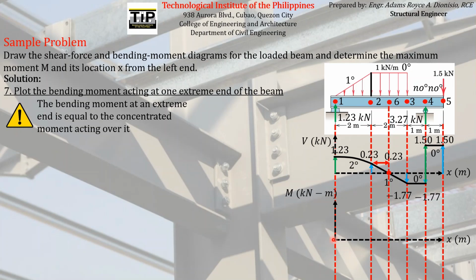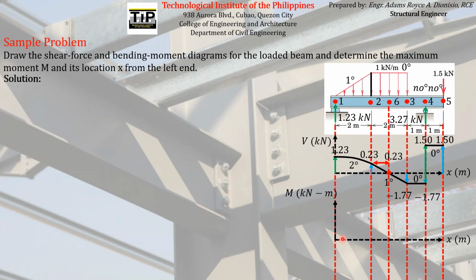But in the case that there is a concentrated moment acting on point 1, we just have to plot its magnitude on the bending moment diagram with the sign convention of clockwise moments are positive, otherwise negative. So if we have a clockwise concentrated moment acting on point 1, we have to plot it above the horizontal axis because it will have a positive sign.